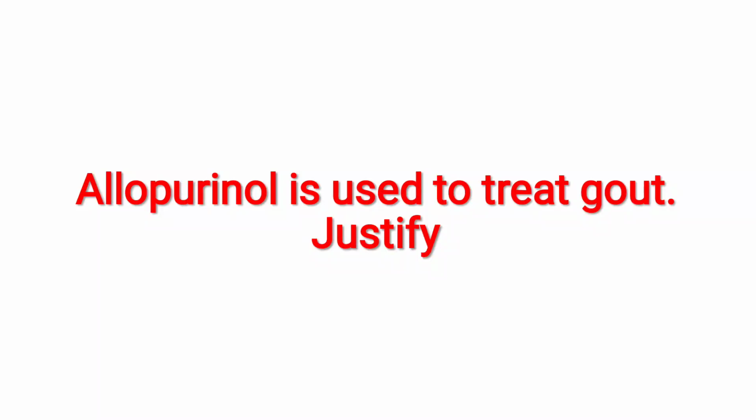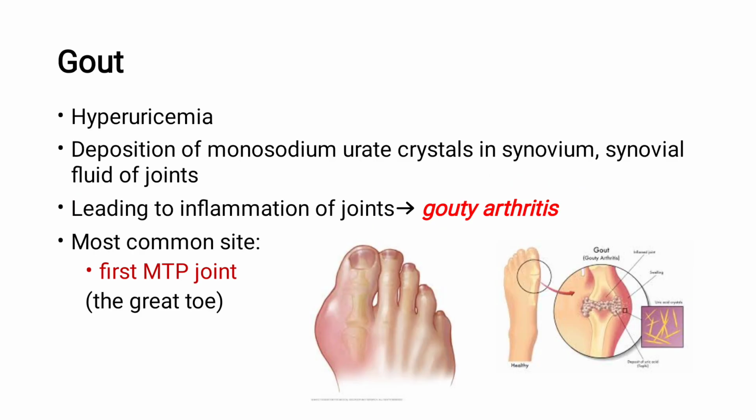Hello everyone. In this short video, let us learn the reason why allopurinol is used to treat gout. As you all know, gout is a condition where there is hyperuricemia, increased uric acid levels. The normal uric acid levels in males is around 3 to 7 milligrams per deciliter, and in females it is slightly less, that is 2 to 6 milligrams per deciliter. If it goes beyond this level, it is called hyperuricemia.